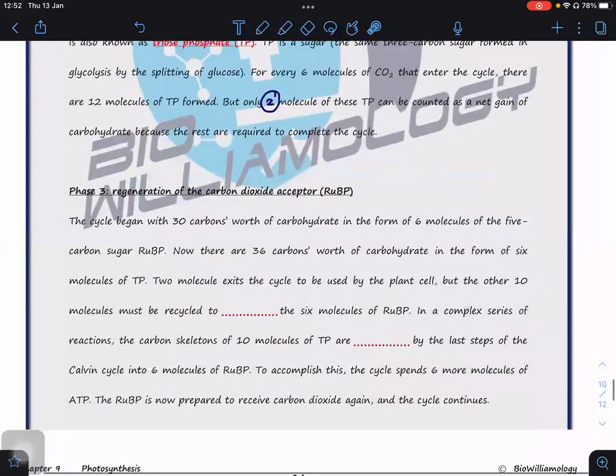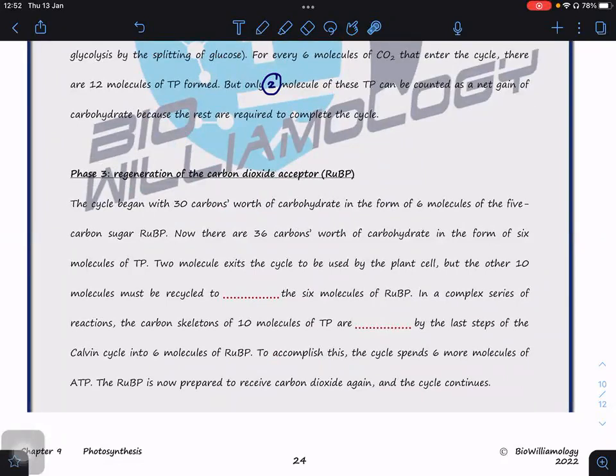So the cycle starts with 30 carbons worth of carbohydrate in the form of 6 molecules of 5-carbon sugar RuBP. Now there are 36 carbons worth of carbohydrate, because 30 from RuBP and 6 from the CO2. So in total we have 36 carbons. Two molecules exit the cycle to be used by the plant cells, but the other 10 molecules must be recycled to regenerate the 6 molecules of RuBP. In a complex series of reactions, the carbon skeletons of 10 molecules of TP are rearranged by the last steps of the Calvin cycle into 6 molecules of RuBP. This process again requires ATP, 6 molecules.